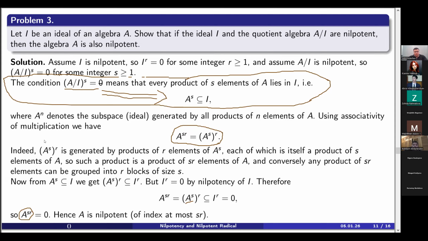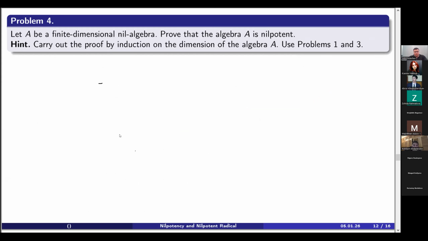Next problem. Let A be a finite dimensional nil algebra. Prove that the algebra A is nilpotent.